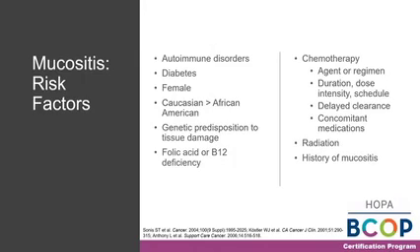There are a variety of risk factors predisposing patients to the development of mucositis. These include autoimmune disorders, diabetes, being female. Caucasian patients are at a greater risk than their African American counterparts. There's also known genetic predispositions to tissue damage, and folic acid and vitamin B12 deficiency can also increase a patient's risk for developing mucositis. Ultimately, chemotherapy appears to be the primary driver, and this is agent and regimen specific, with S-phase specific agents having the highest risk.